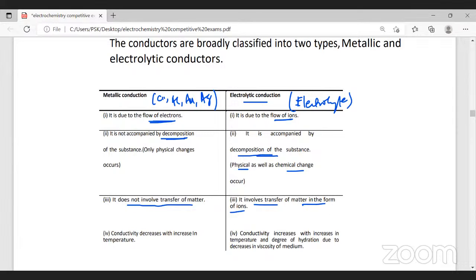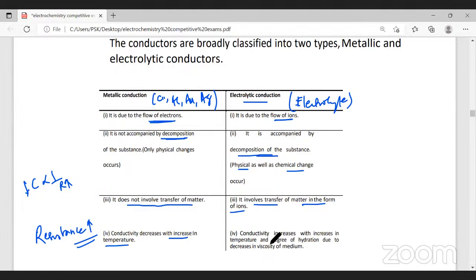Now, metallic conductivity decreases with increase in temperature, because as we increase the temperature, the resistance increases. Since resistance increases, conductivity decreases. Now, we should know that conductance is the reciprocal of resistance. Since resistance increases on increasing the temperature, conductivity of the metallic conductor decreases.